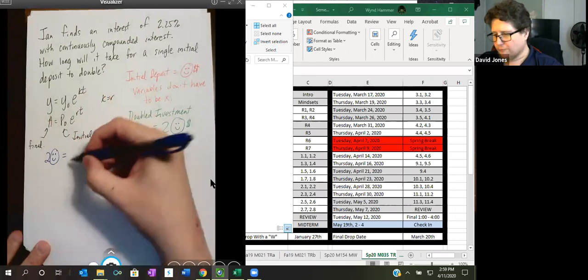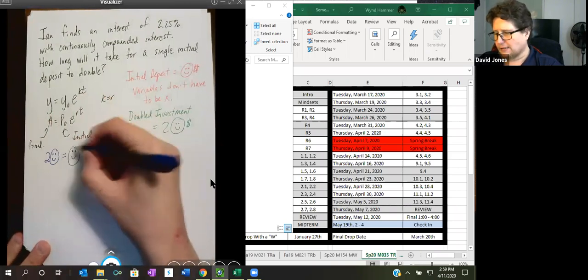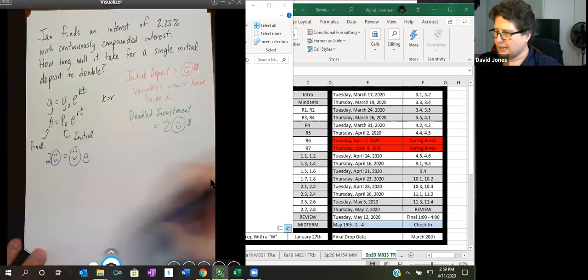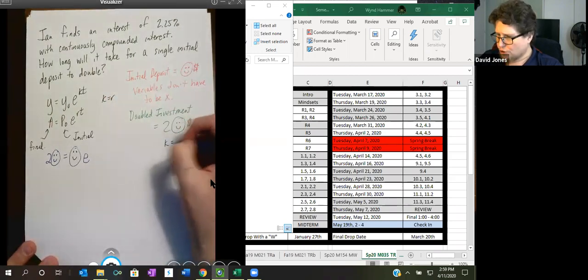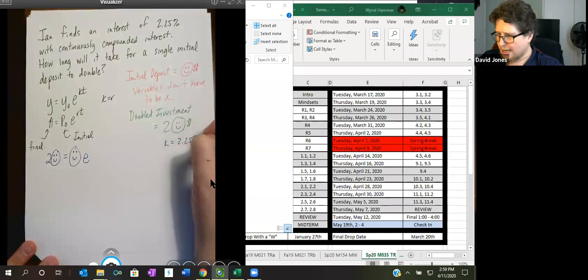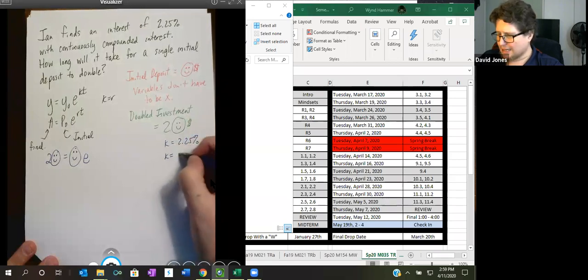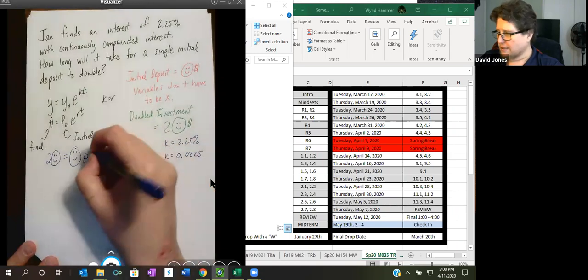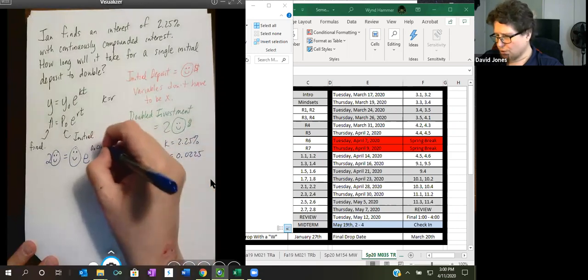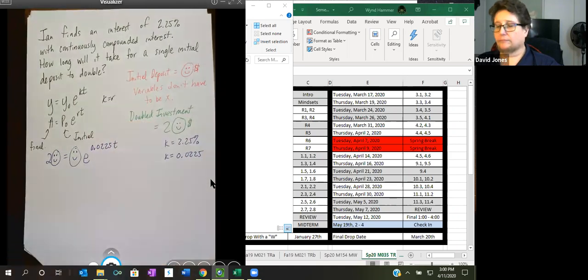He started off with 1 smiley face, and he had e to the K, and K was 2.25%. We want that as a decimal. We move the decimal left twice. 0.0225 times T.